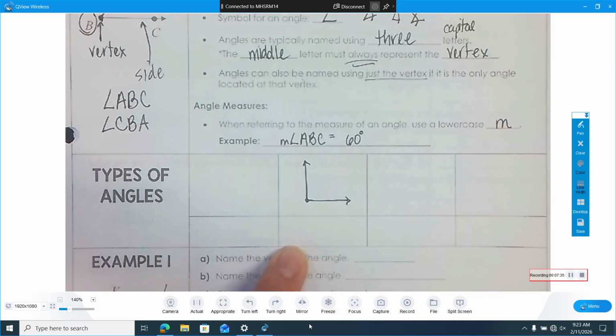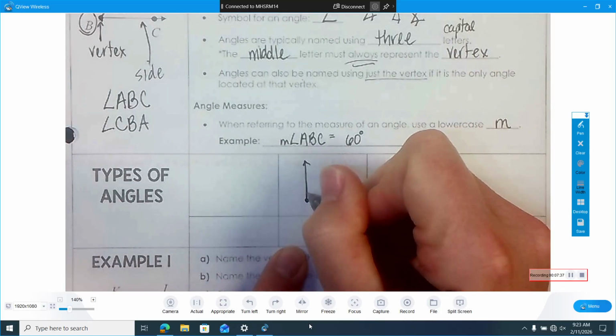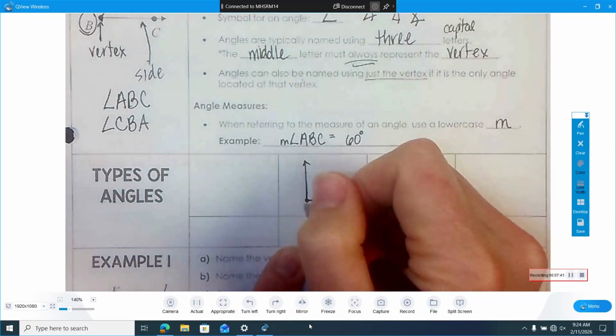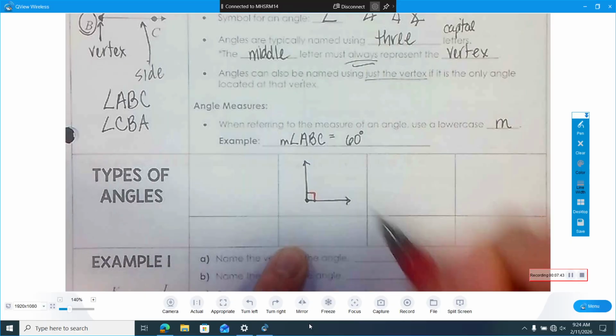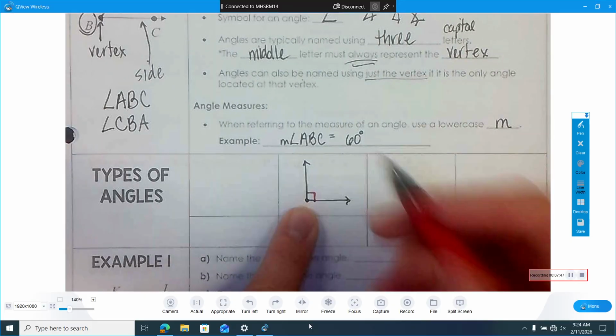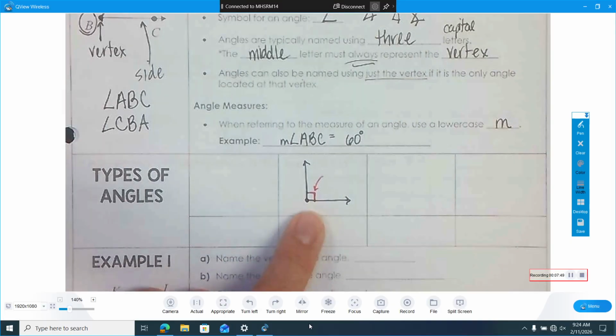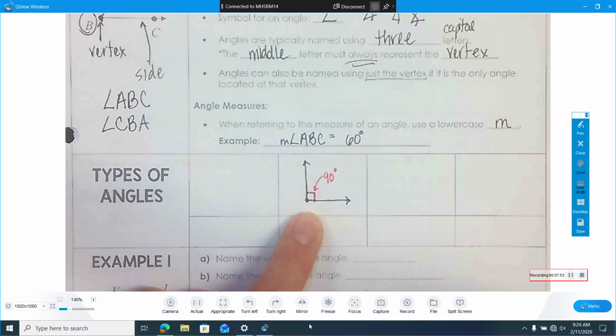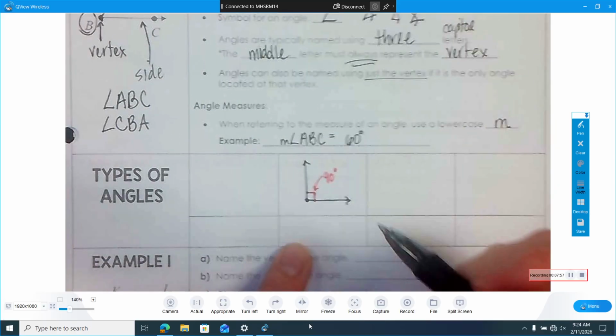Now, it's really important in math that we understand there's this little box we can put in the corner. And this little box is very, very important. Have you seen a little box like that before? Yeah? Good. That little box is, again, more notation. That means it is a 90-degree angle. And that's super duper important.